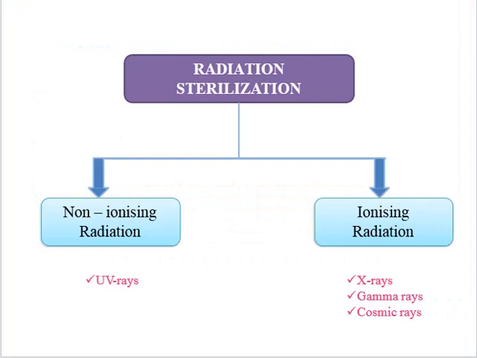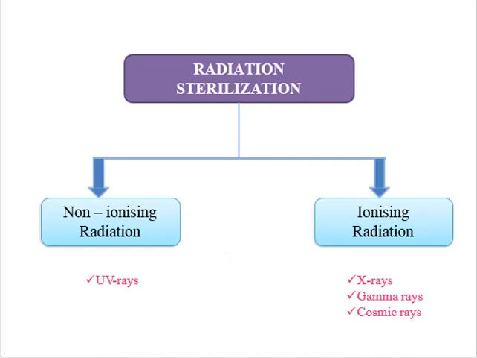Then gases can also be used in sterilization, that is radiation. Radiation sterilization includes two types, non-ionizing and ionizing. In non-ionizing, ultraviolet rays are there, and ionizing radiation includes X-rays, gamma rays, and cosmic rays.